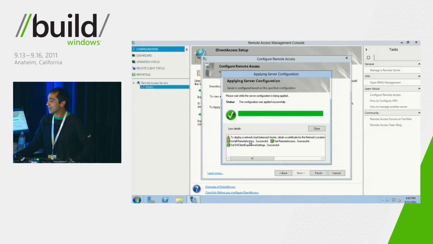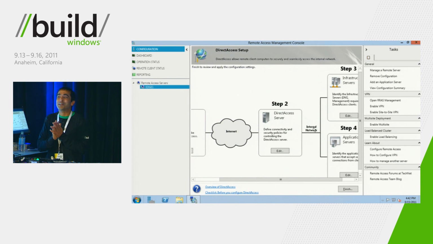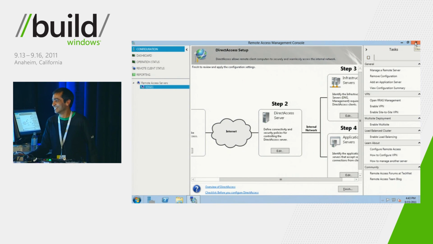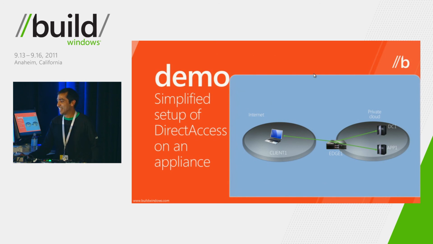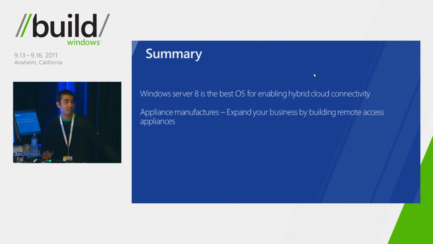These are the names of the commandlets: the install remote access, set remote access, set DA client experience settings. It executed the commandlets and finished the configuration all in a matter of a few seconds. You can applaud now. That was pretty easy, Sharad. Thank you. And with that, I'm going to turn it back to Scott.